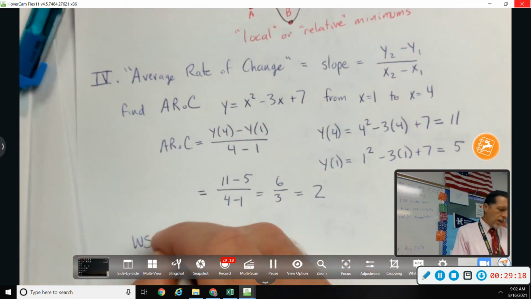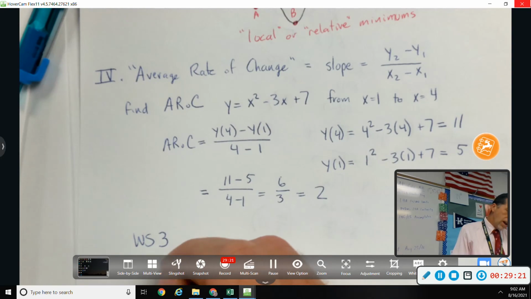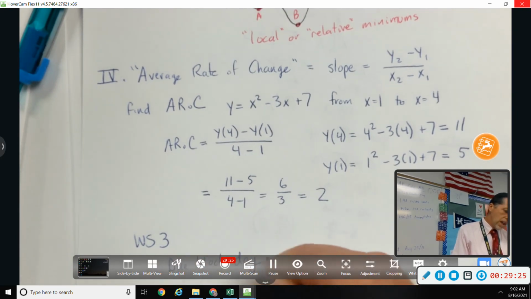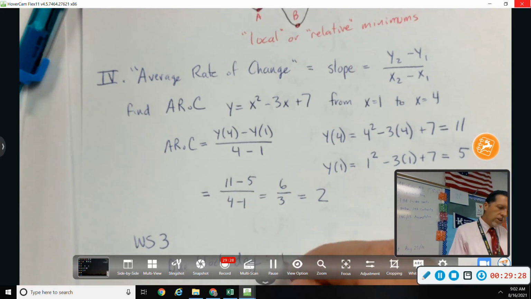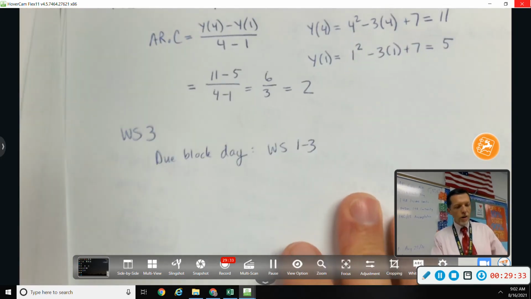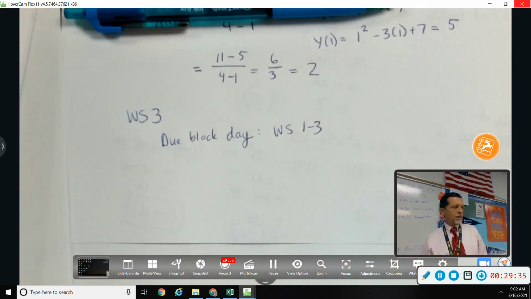All right, today's assignment is worksheet 3. And remember that due on block day is worksheets 1 through 3. So ideally 1 and 2 are already done, or should be close to done. We answered a few questions today. We'll answer questions on worksheet 3 tomorrow, and then you can clean those up if you need to. And then on block day you'll turn in 1 through 3. So you should have plenty of time to get these 3 finished and ready to go.